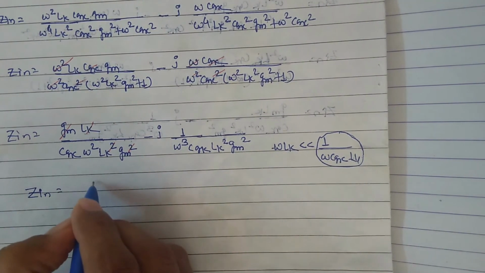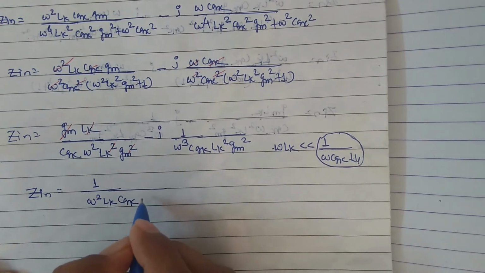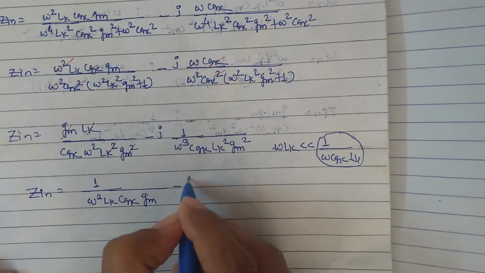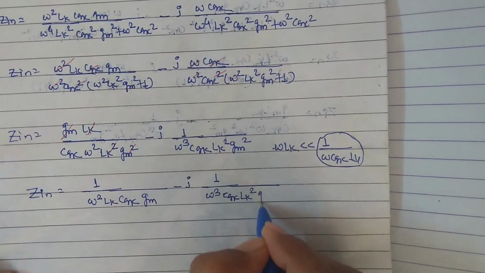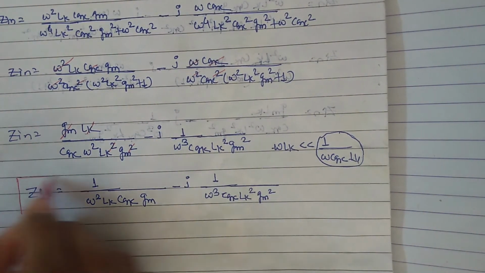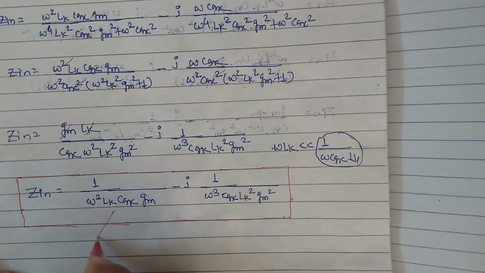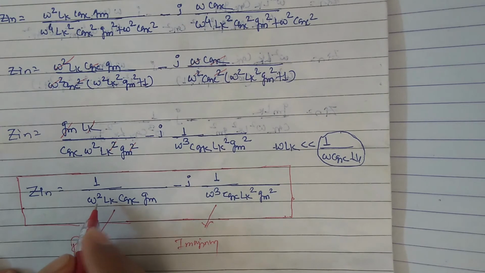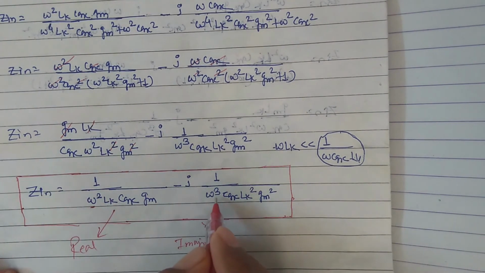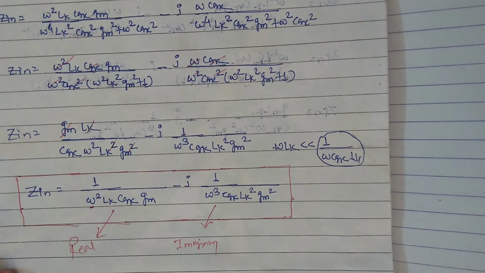Zin is equal to 1 over omega square Lk Cgk Gm minus j 1 over omega cube Cgk Lk square Gm square. So this is the required expression which we were trying to obtain, and from this expression, since this is a real part and this is an imaginary part of input impedance, we know that the real part of the input impedance varies inversely with the square of the frequency, and its imaginary part varies as the third order of the frequency. So as the operating frequency increases, input impedance becomes short and output power reduces for the given conventional vacuum tube. So how do we reduce this effect?